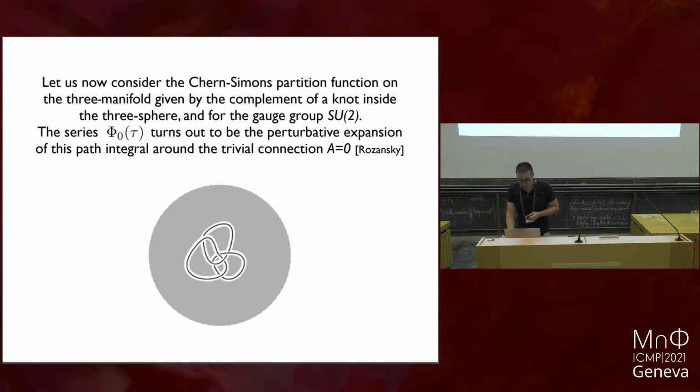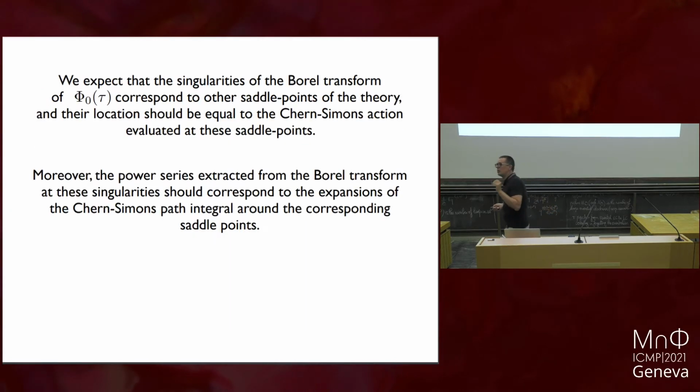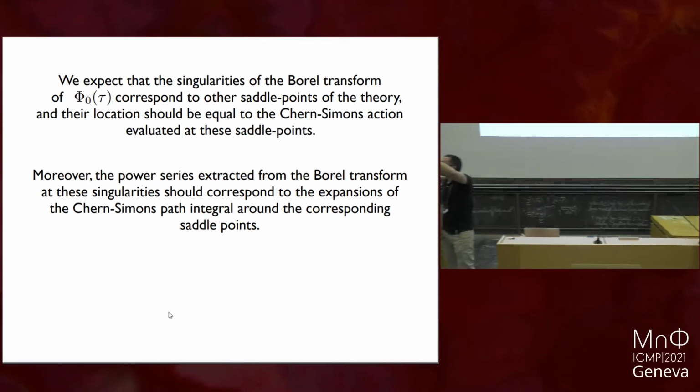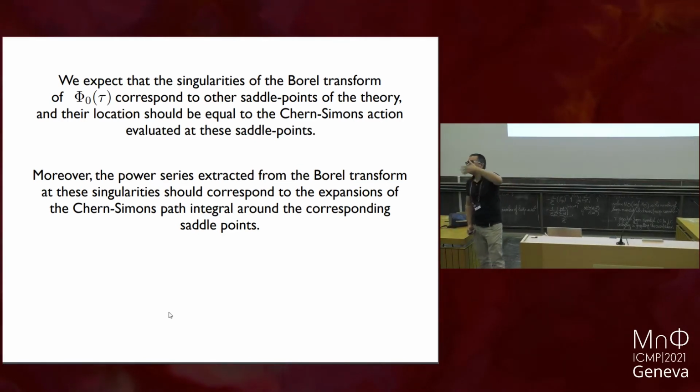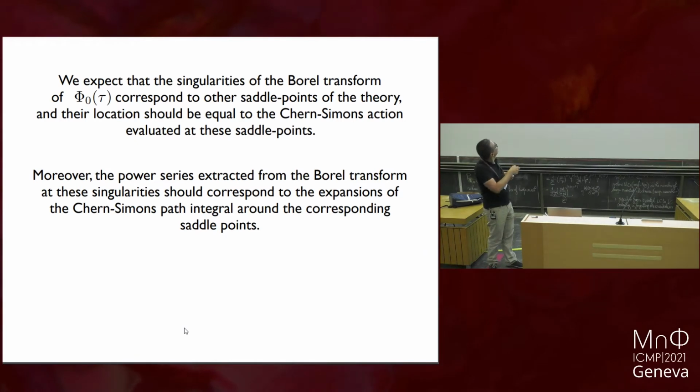Now, remember what I was telling you, I think, in my first lecture. The resurgence structure of phi 0, so the structure of Borel singularities of the Borel transform of phi 0, should know about other saddle points in this game. So it might happen that there are additional saddle points in this classical theory, and the resurgence structure of phi 0 should actually know about them.